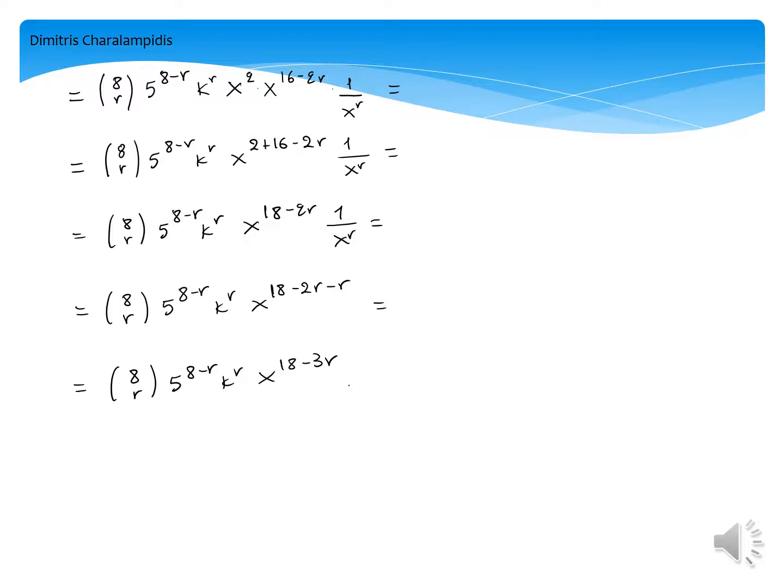If we now try to simplify all the variable terms into just one, we would get the numbers as they are, and the variable part will be equal to x to the power of 18 minus 3r. Hence, the general term in this exercise will be of the form 8 choose r times 5 to the power of 8 minus r times k to the power of r times x to the power of 18 minus 3r.